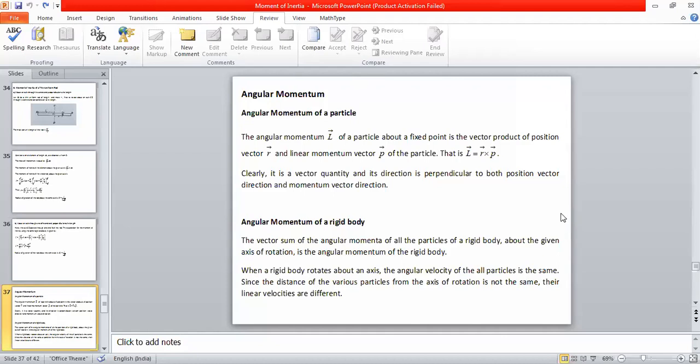Now let us try to understand two more quantities. There are two more physical quantities associated with rotational motion. Those two are angular momentum and torque.